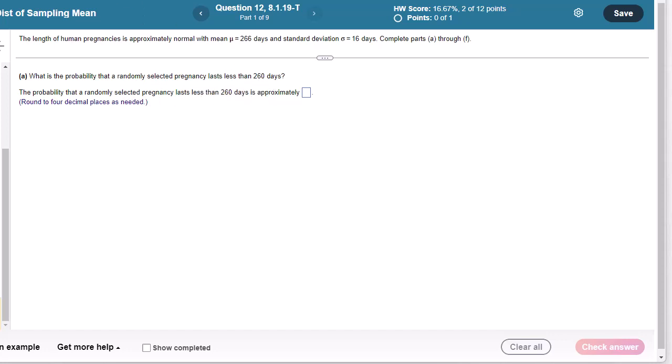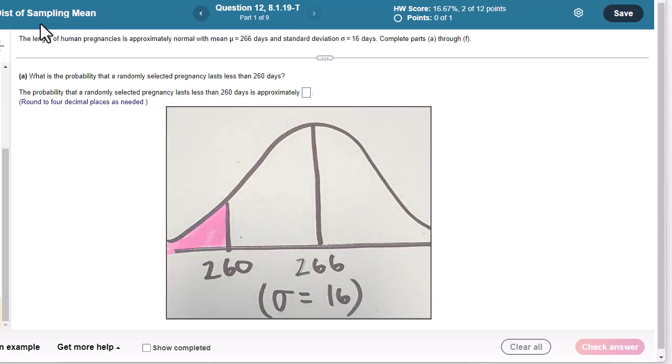So again, let's draw this out. Go ahead and draw it out on paper. Let's put the mean 266 right below that, standard deviation at 16. Put 260 somewhere to the left of 266, and then shade to the left, less than. If you do that before turning to the StatCrunch normal calculator, you'll get these right most of the time.